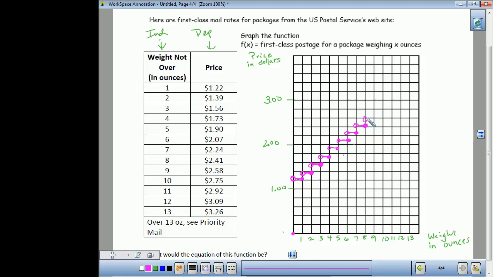So we're just about to the next one. And then we're up to 275. So that would be pretty close to the next one. And then we're up to 292. So that would be really close to $3. And then we're at 309. So just over 3. And then we're at 326. So a little bit over here.